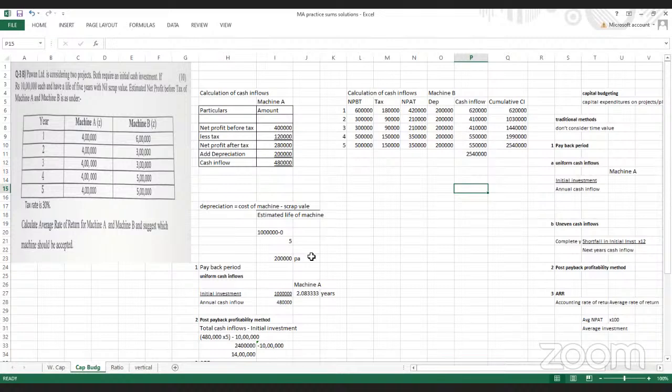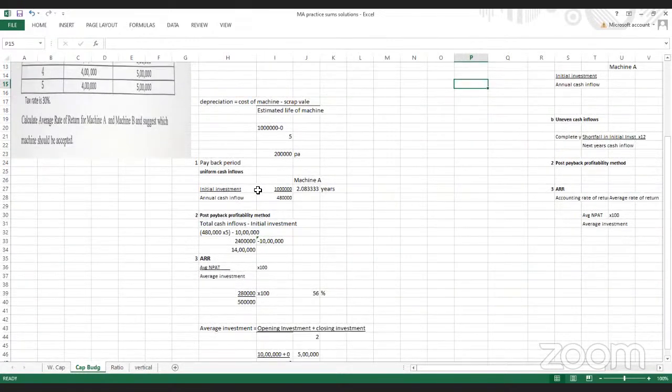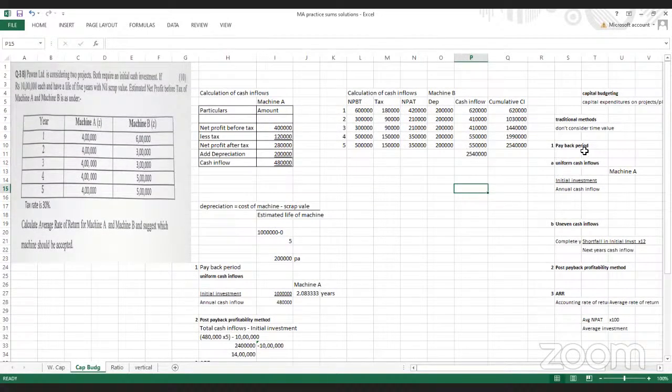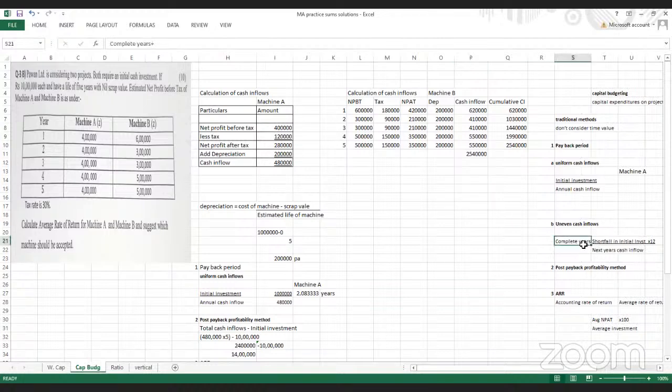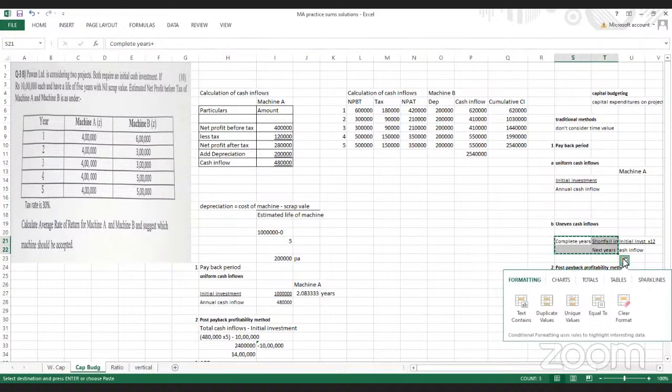Now, first, again, we'll calculate those three things: payback period, post payback profitability, and ARR. Okay. So in payback period, in this machine we have uneven cash inflows. So there is a different formula for that. You can see on the right hand side, I have written it, uneven cash inflows, and just copy formula from there and write it here.